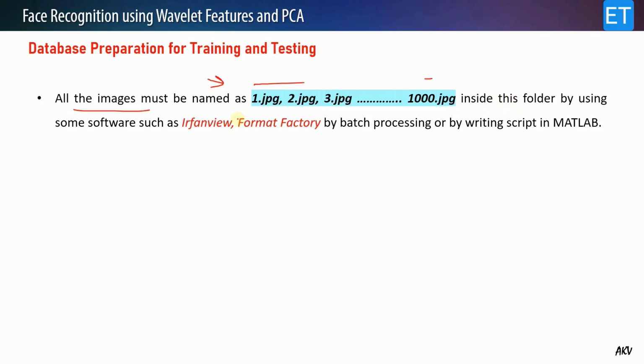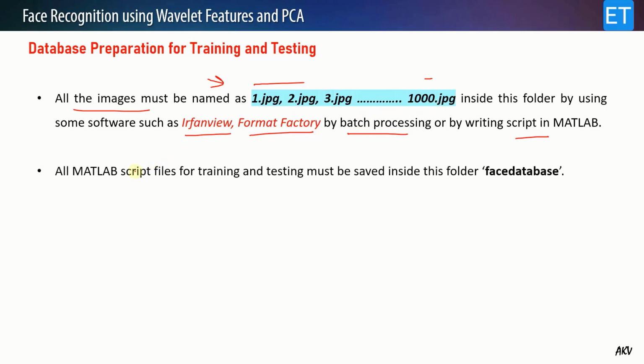Now, how to do this? This is simply achieved by the batch processing, and that batch processing can be performed using some third-party software such as Irfan View, Format Factory, etc. The Irfan View is a free software you can easily download from the internet, and it is of a very small size and very quick. And those who are expert in the Matlab, they can also do the same thing by writing the script in the Matlab. But I recommend Irfan View. It is very simple to rename all the files like this 1.jpg, 2.jpg, 3.jpg till 1000.jpg. Okay.